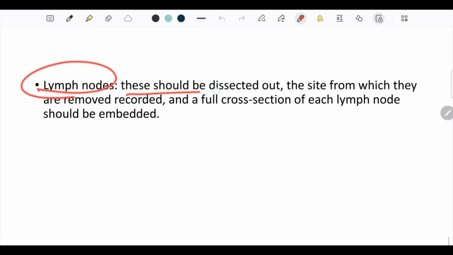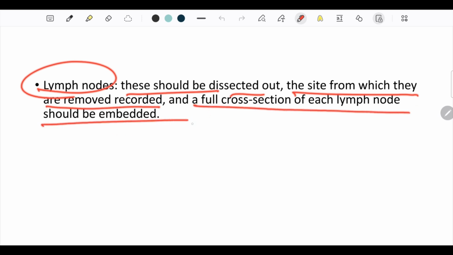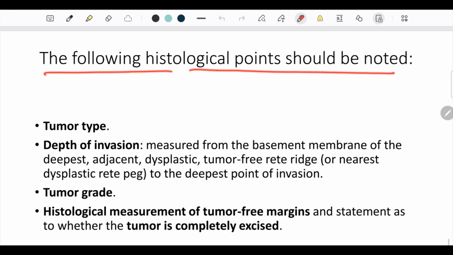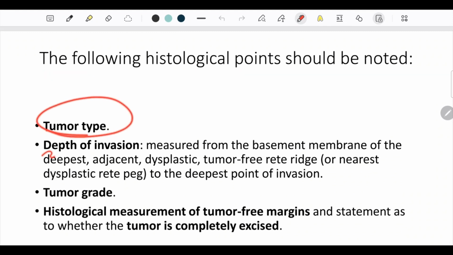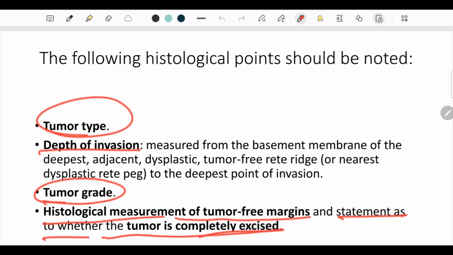Lymph nodes. These should be dissected out, the side from which they are removed recorded, and a full cross-section of each lymph node should be embedded. The following histologic points should be noted: tumor type, depth of invasion, tumor grade, histological measurement of tumor-free margins, and statement as to whether tumor is completely excised or not.